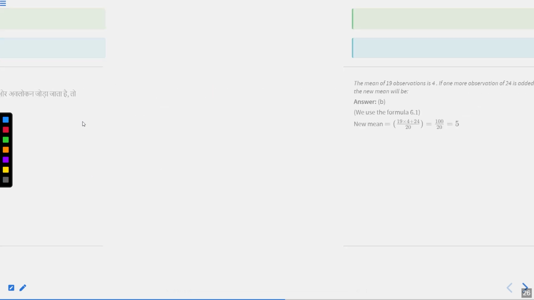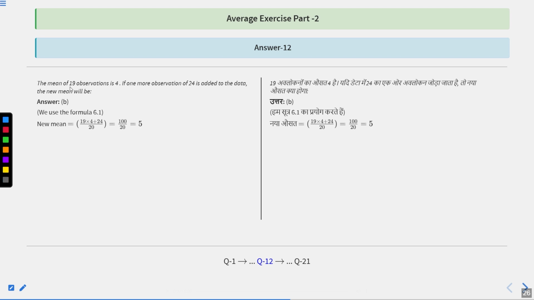Now time's up. Let's see the solution. According to the question, the mean of the 19 observations is 4. Mean means average, so the total of the 19 observations will be 19 into 4. Clear? If one more observation of 24 is added, there are 19 plus one more, so the total number of observations becomes 20. When we calculate it, we get 100 by 20, which is 5. So the new average or mean is 5. Clear? Next one.